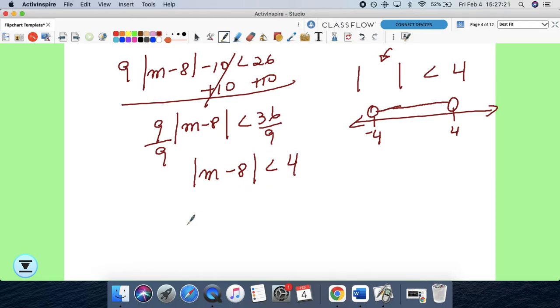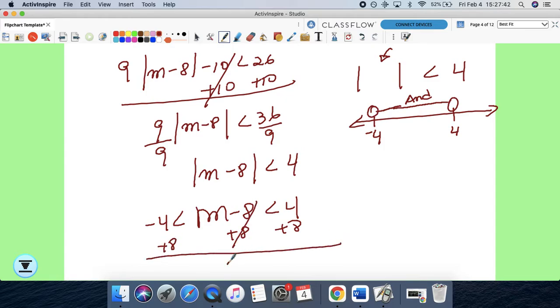And that's what we're doing. So this, and again, that helps. You can write that. So m minus 8 has to be between 4 and negative 4, right? This value has to be between those two. Well, plus 8, plus 8, plus 8.